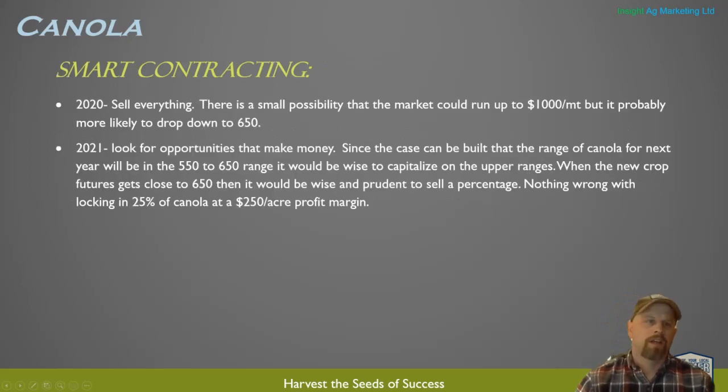Smart contracting. I mean, 2020, what do we do with the crop we have left? I don't think many farmers have much crop left. There is a small possibility it could run over $1,000. I believe the actual number was around that 1,040. But most likely, as we continue on, it's probably going to drop down to that 650 as sales come off and we get closer and closer to new crop.